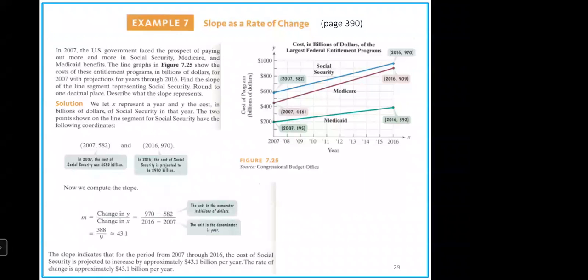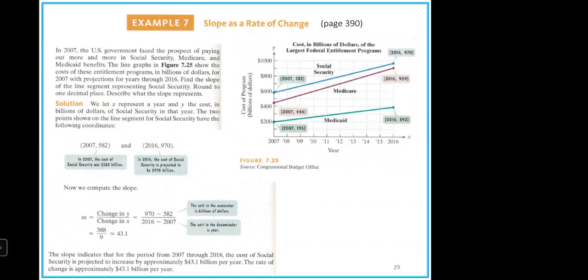Now, we have one application we could use for graphs. This is a real world application that we can use. There are many applications, but here on page 390 of your book, they were trying to use it to show slope as a way of calculating rate of change.